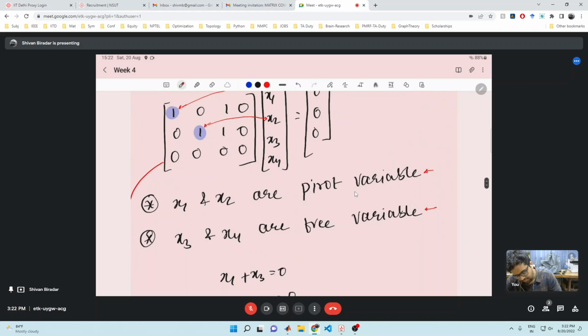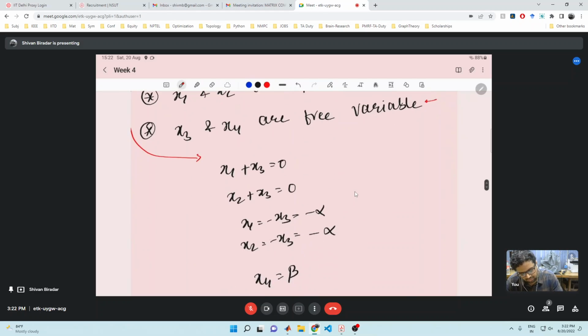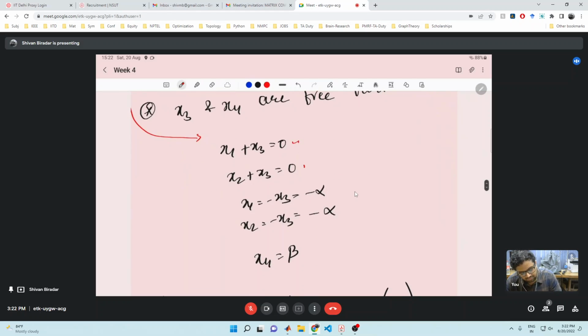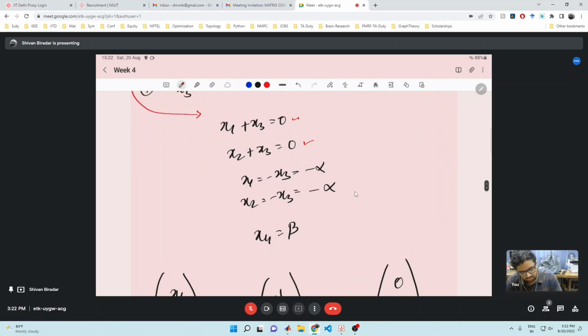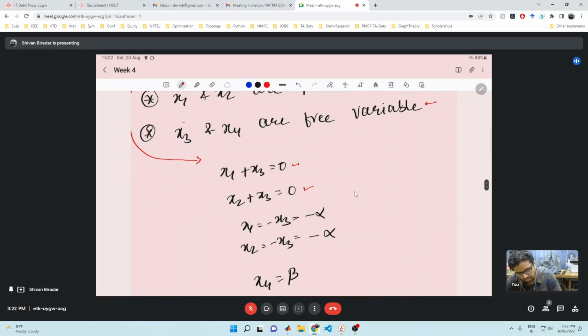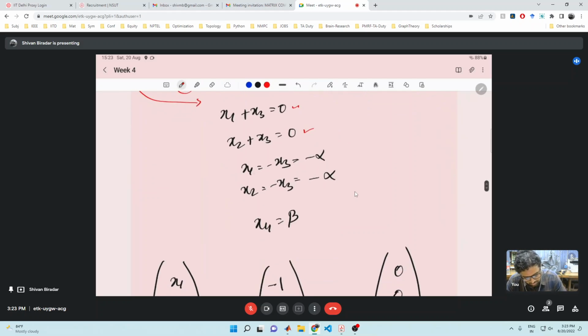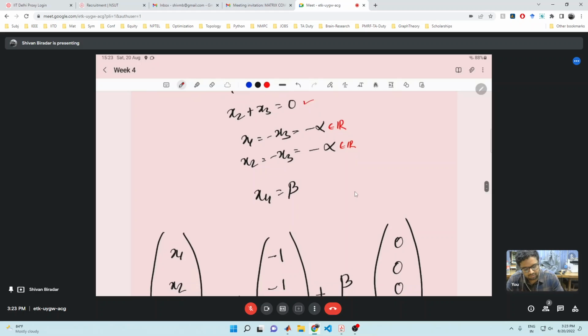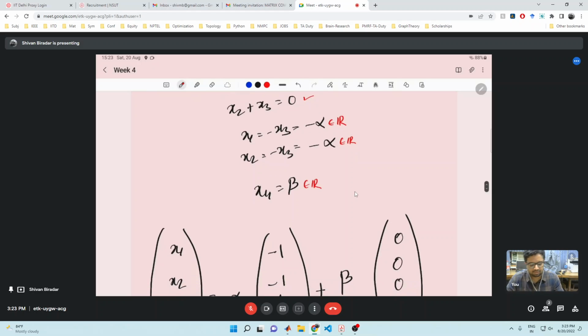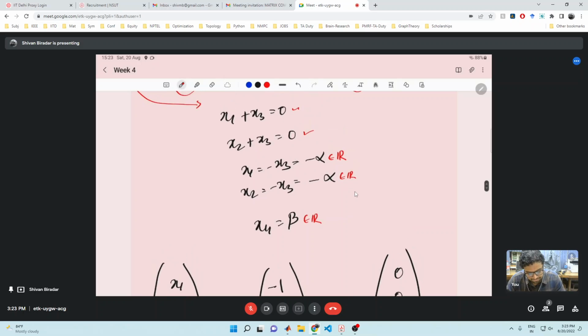From this, we get the expressions x1 plus x3 equal to 0, x2 plus x3 equal to 0. So we know that x3 and x4 are free variables. Free variable means they can take any value in R. So x1 equal to minus x3. Let x3 be equal to alpha, where alpha belongs to any real number, and x4 equal to beta, that can belong to any real number on the real line.